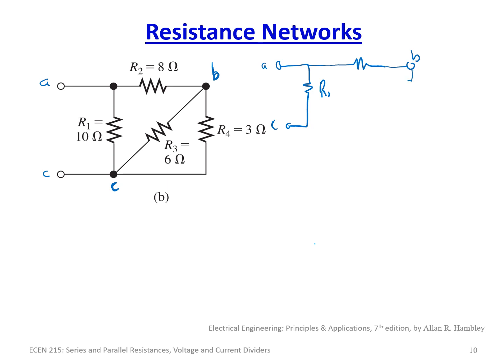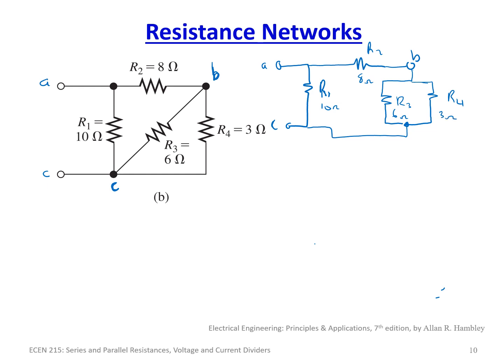So what I can do is redraw it like this, just so it's kind of obvious. And we end up with this being R2, this being R3, and this being R4. And putting the values with it, we have a 10 ohm resistor that's in parallel with an 8 ohm. That's then in series with the parallel of a 6 ohm and a 3 ohm.